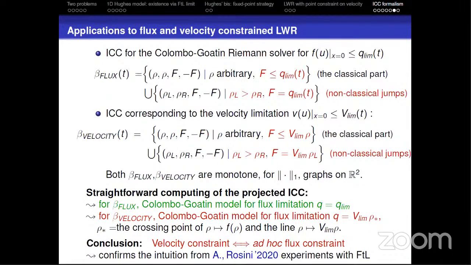And what you find is that for the velocity constraint, it boils down to flux limitation at some precise level you can compute from the intersection of couples. And so the conclusion is that the velocity constraint actually boils down to some precise flux constraint. And while this problem looks singular, this one is mathematically well posed, and so we are happy with this. Thank you for your attention.